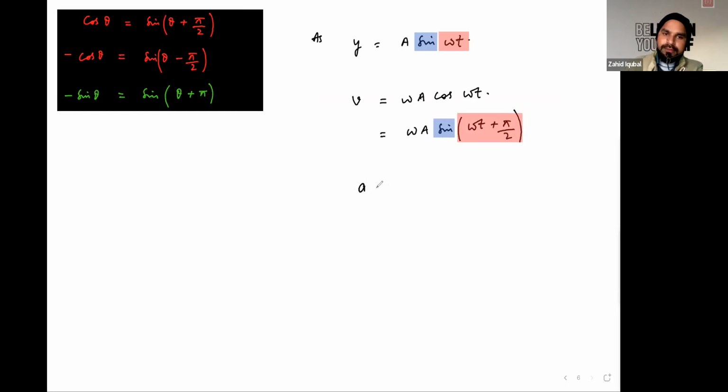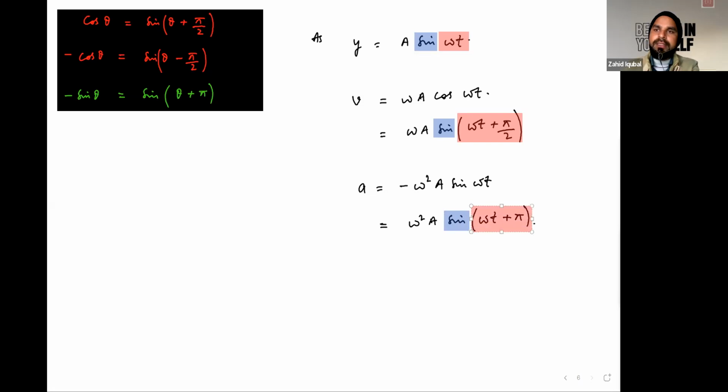Now for acceleration, a equals minus omega square a times sine omega t. In this part, we have a sine term with a negative sign. So first we have to convert this negative sign into positive. Using this third equation, we may write it as omega square a sine of omega t plus pi. Now we have all the different functions in sine, and the phases related to those functions are these.